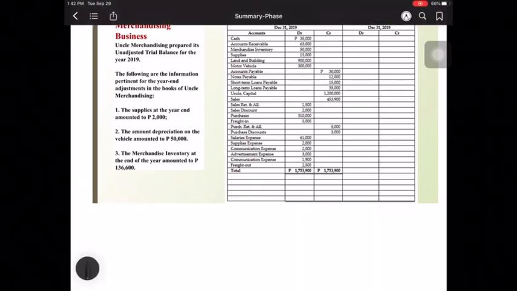So let's prepare. Is the cash affected? No. So we just have to copy the cash, 35,000. The accounts receivable is not affected, 63,000. Is the merchandise inventory affected? Yes. And we adjusted it to 136,600, right? Now your supplies is also affected. The remaining supplies is now 2,000. Your motor vehicle shall not be affected, but it will be reduced by the amount of the accumulated depreciation. So we have here your accumulated depreciation amounting to 50,000, which we have credited a while back.